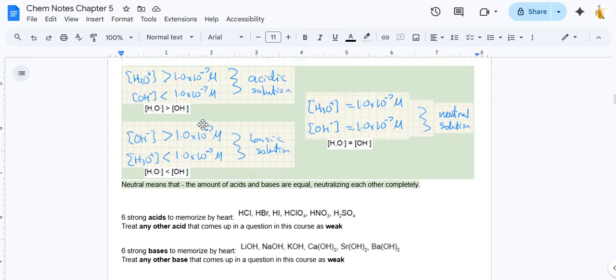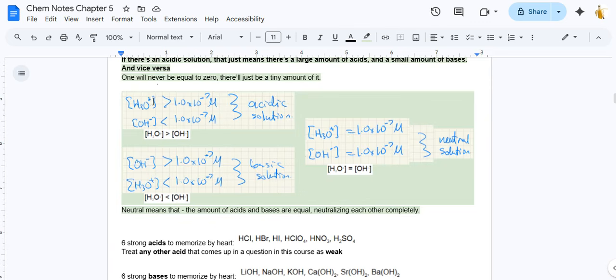You probably already know that H3O plus is an acid and OH minus is a base. This here just says that when there's more H3O plus than OH minus, then it's an acidic solution. When there's less H3O plus than OH minus, it's a basic solution. And when they're equal, it's a neutral solution.